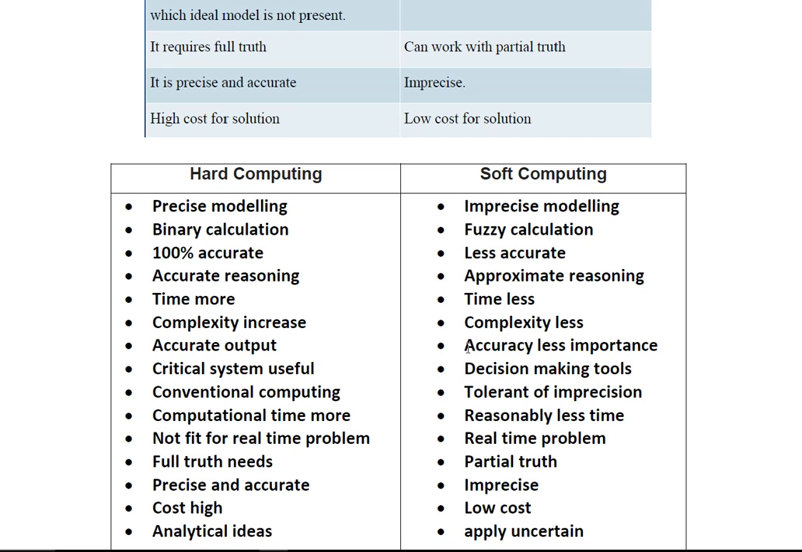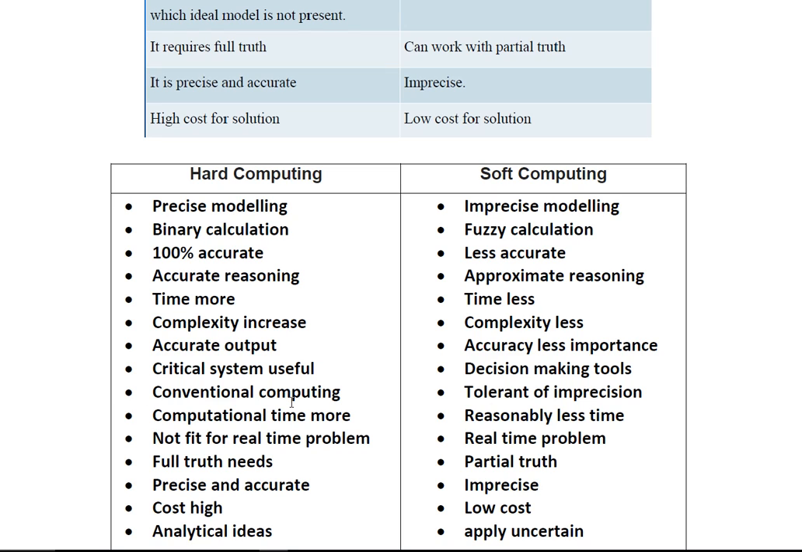And next, the critical system usefulness: hard computing is useful for critical systems, whereas in this case soft computing is useful for decision-making tools, routing, and if you are having particular controls or a routine job, everything can be done with the help of soft computing.